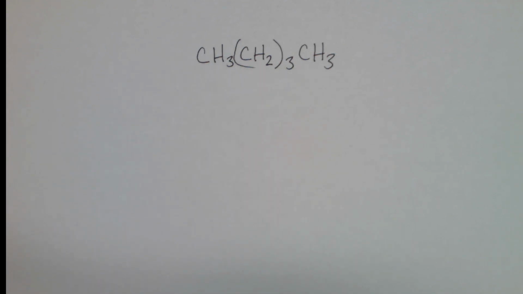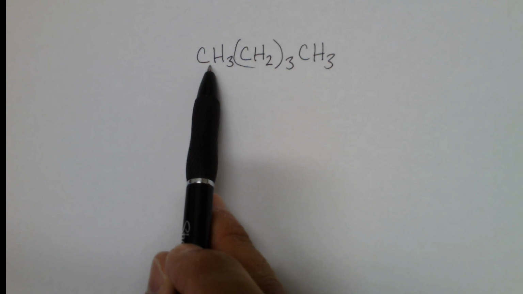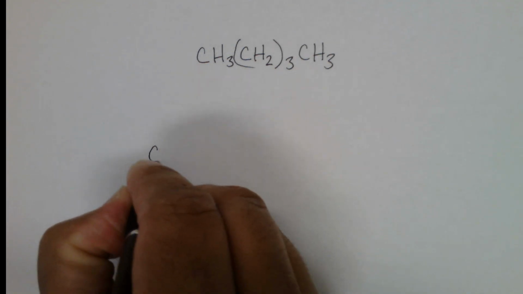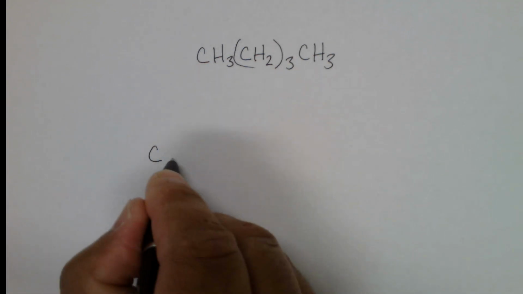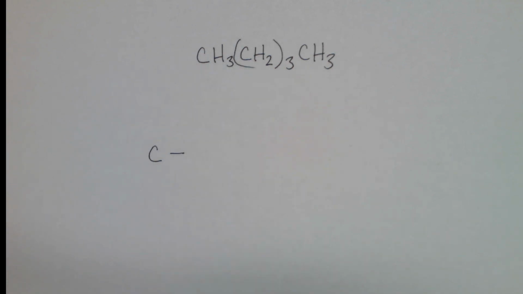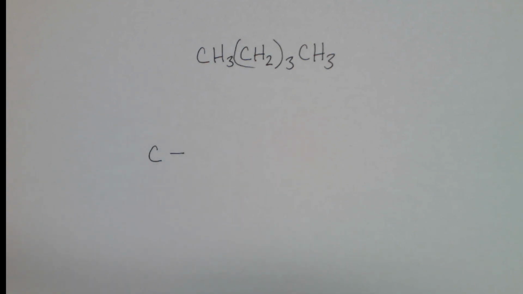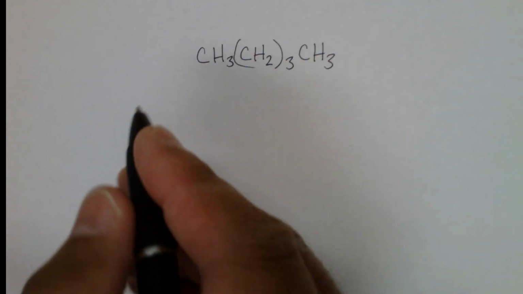Now, it's important to know the common bonding patterns here. So we're looking at this carbon chain. So here's this first carbon, and it's bonded to this next carbon. We know from the common bonding patterns that hydrogen cannot be in the middle of a chain. It cannot have more than one bond. So hydrogens are always on the outside.